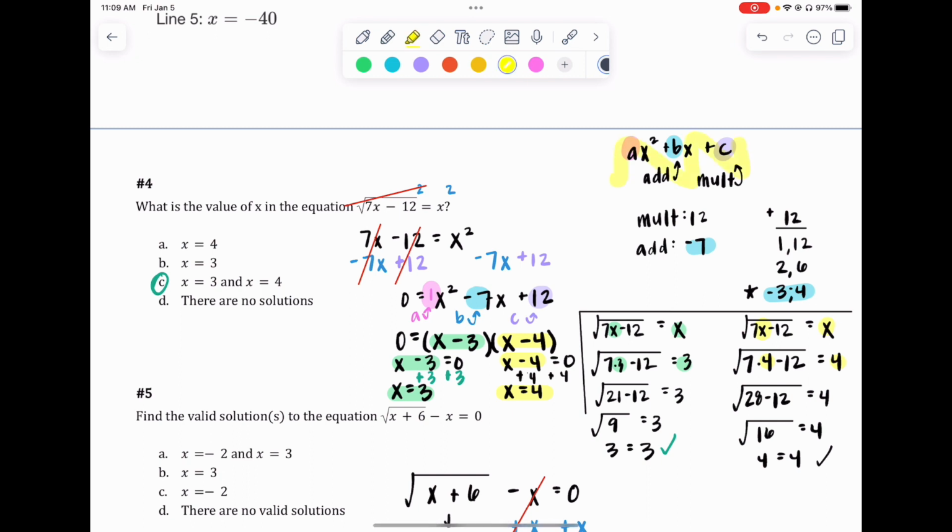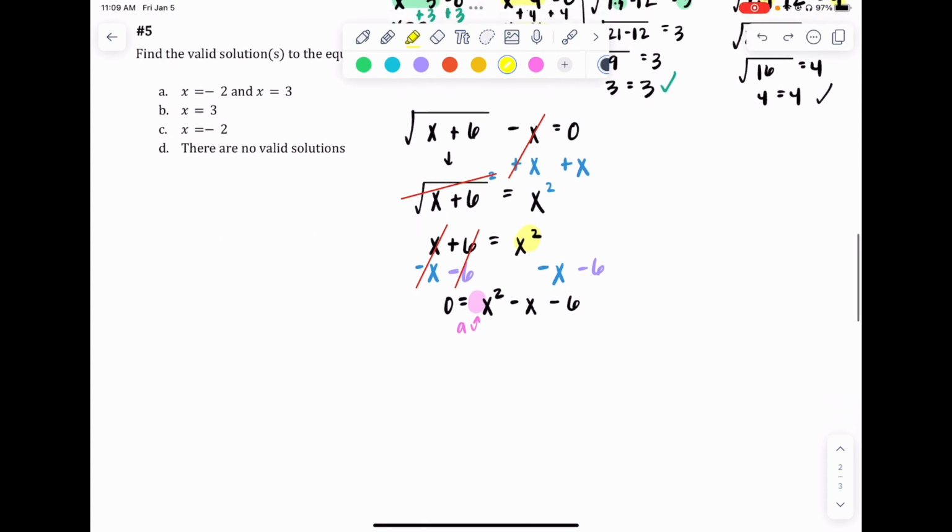Feel free to pause the video to review that section of the previous problem. So a is the coefficient of x squared, which is 1, and then b is the coefficient of x, that's negative 1 since we don't see a number there. And then c is the constant, which is the number that doesn't have a variable attached to it, so that would be negative 6.